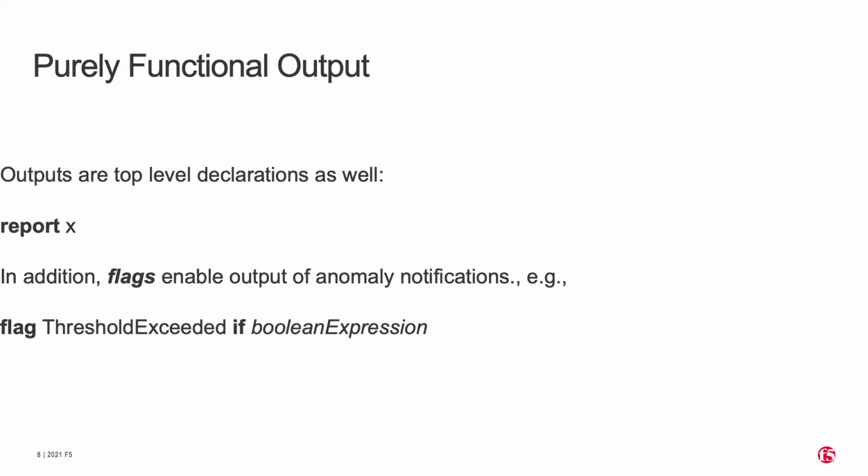Outputs, that's less difficult, right? There's no result we're really interested in, but there is an analogous top-level declaration. There's a report construct. You name a variable, and it reports the value of that variable to the output. There also is a thing called a flag, which is used for anomaly detection. So it's a Boolean value, you declare it, and you make it dependent on a Boolean expression, and if that Boolean expression is true, then the flag is raised, as it were, and it will be reported to the output.